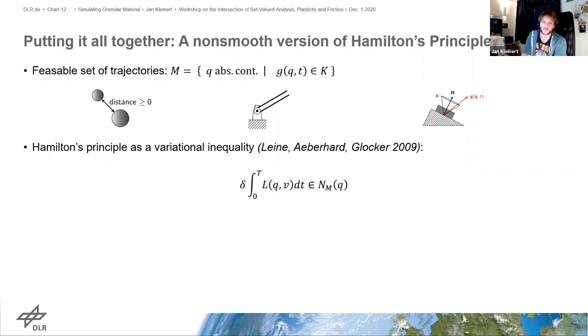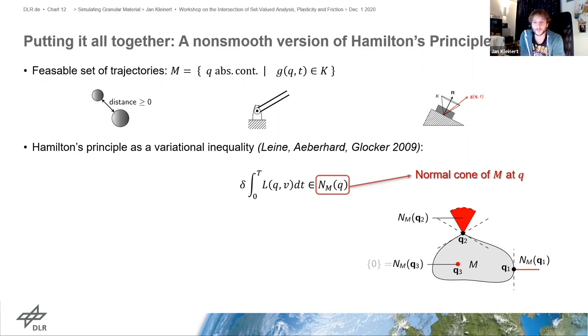And there's a very nice paper by Rem Kleinert and his colleagues from 2009, which gives us Hamilton's principle as a variational inequality, right? So typically, classically, you would have the Fréchet derivative of the action integral is equal to zero. This is the classical version. Now, if you have a system that is constrained to some set M, which is tangentially regular, the principle looks like this. So now the variation is contained in the normal cone of M at Q. And you'll see that this is actually a true generalization, because if M is the whole space, then the normal cone becomes zero. And then you just get the classical version again.